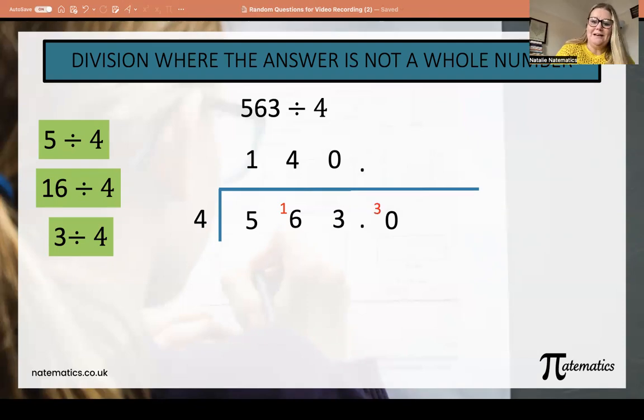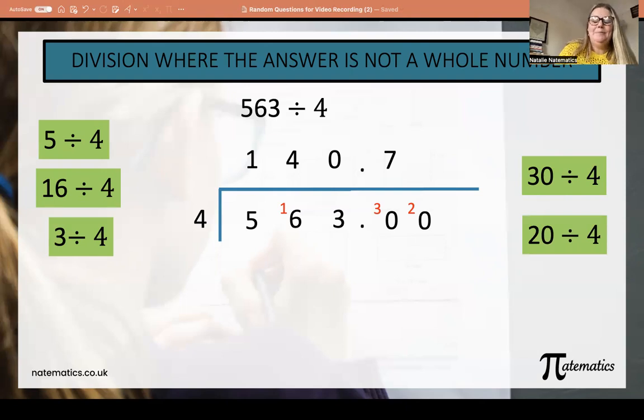So as before, we carry the remainder forward to the next place value, so the 0, and we say, how many 4s are there in 30? 30 divided by 4. There are 7. 7 4s are 28. So that gives a remainder of 2. Oh, there's no 0 there to put it in front of. Okay, let's put 1 there then. That's all we need to do. So the last one is, how many 4s are in 20? Or 20 divided by 4 is 5, with no remainder.